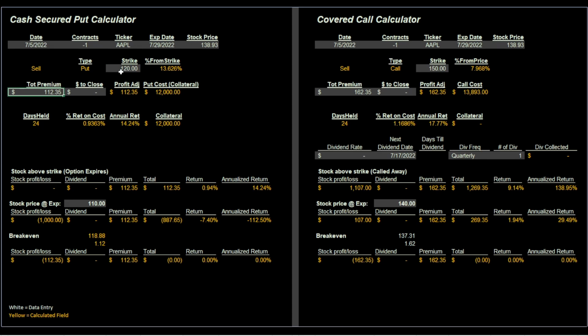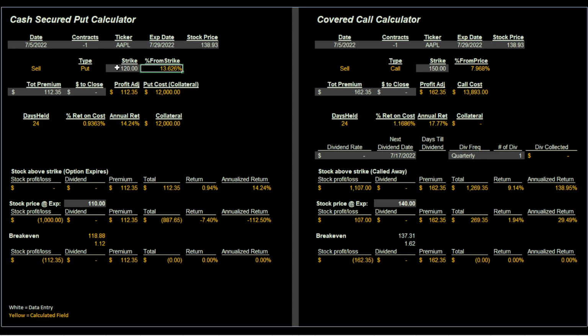And our premium. So again, anything in white here, these areas here, that's data entry that you need to put in there. Everything else is going to be calculated for you. And let's start with this percent from strike. So instead of talking about option Greeks, all I'm doing here is I'm saying, okay, so it's at 138.93. It has to drop 13.6% down to 120 for it to get assigned to me. Okay, so does that make more sense to you?